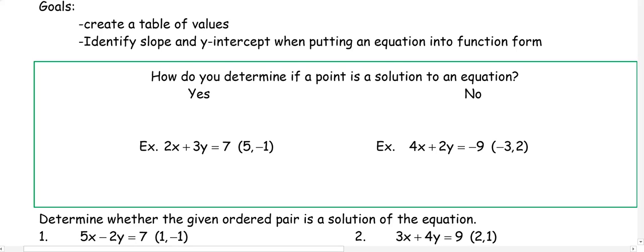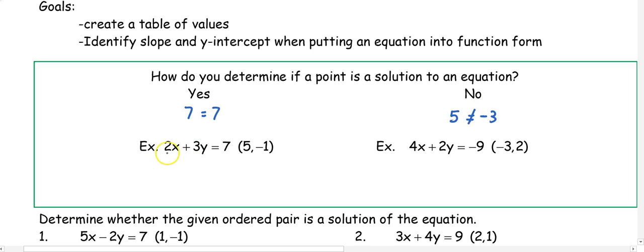This video is about creating a table of values and identifying the slope and y-intercept when putting an equation into function form. So how do we determine if a point is a solution? For yes, the number on the one side is going to equal the number on the other side. So for example, 7 might equal 7. If we have a no, the numbers are not going to equal. So for example, we would have 5 does not equal -3.